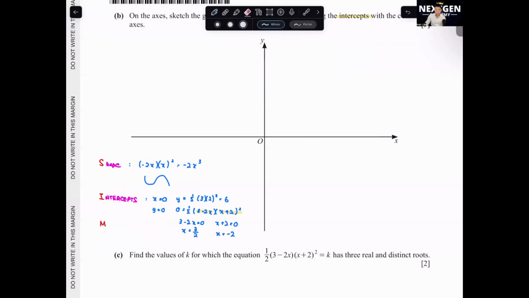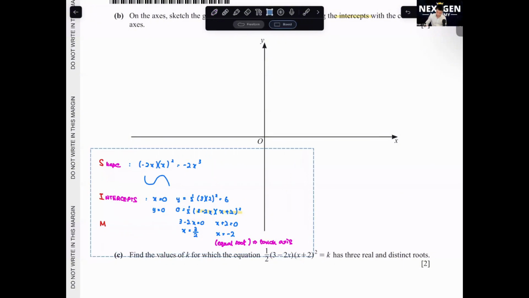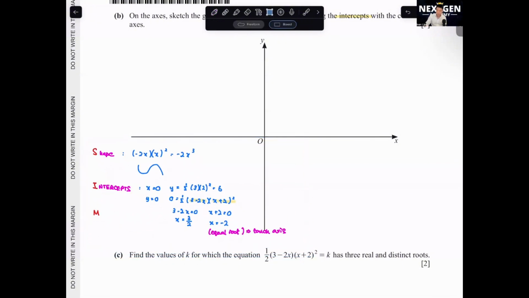Okay, do you all remember what happens if your bracket is squared? This is called equal roots. This one is the equal root, because the bracket is squared. What does equal root mean? This one means it touches the axis. So on your x-axis, it will touch the x-axis and then it will turn. Okay, the last one. M is your maximum or minimum point, or maximum and minimum point.